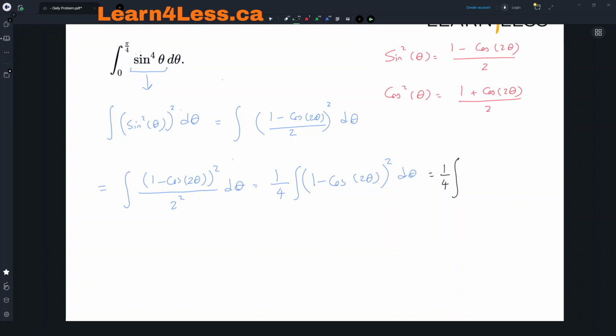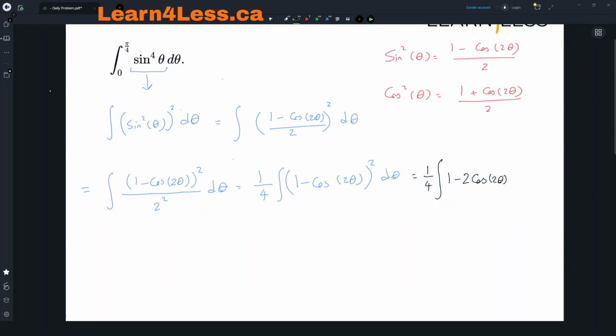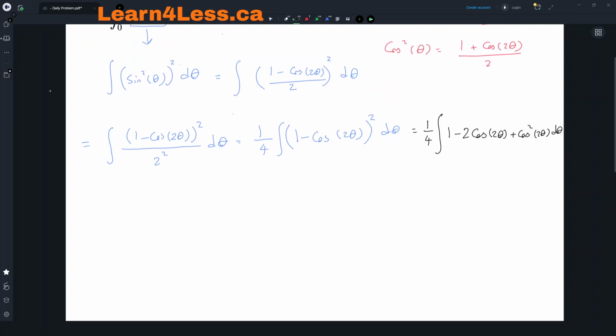So the integral of the expanded version would be 1 minus 2 cosine of 2 theta plus cosine squared of 2 theta d theta. Now, when we expand this expression, you get these three terms: 1 minus 2 cos 2 theta plus cos squared of 2 theta. Because there's summation and subtraction inside the integral, we can separate that. We can write that as 3 different integrals.